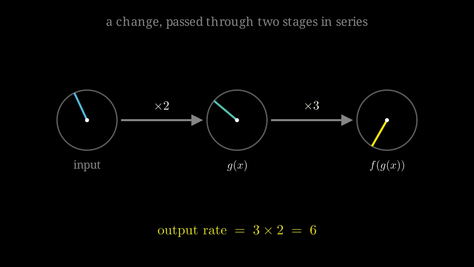So why do the two rates multiply and not add? Because the change passes through the couplings in series, one after the other, not side by side. The first stretches it, and then the second stretches what is already stretched. 2 and then 3 gives 6. The rates multiply. That is the chain rule.